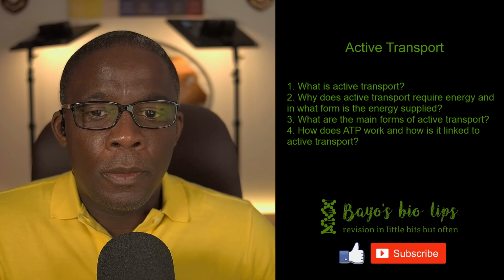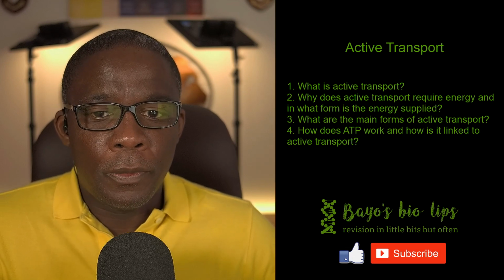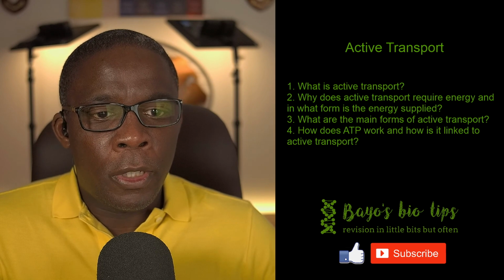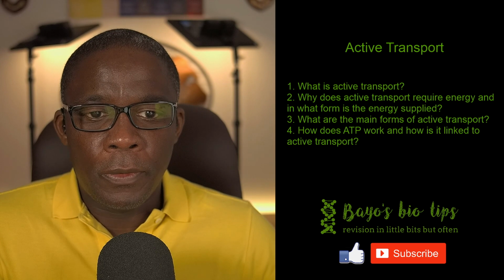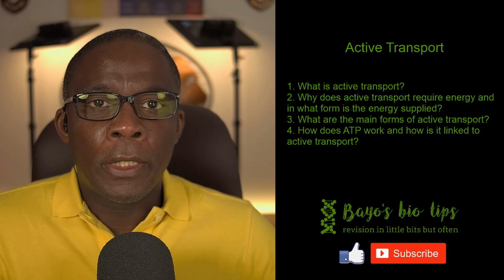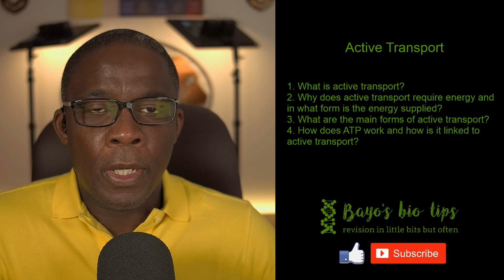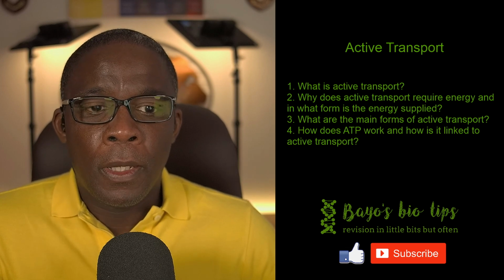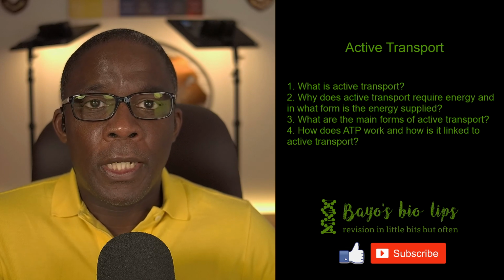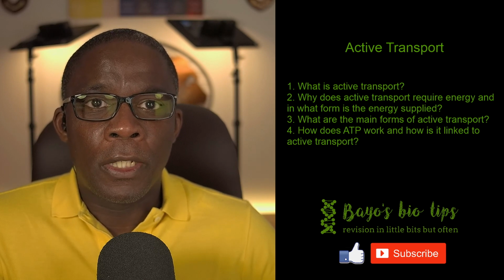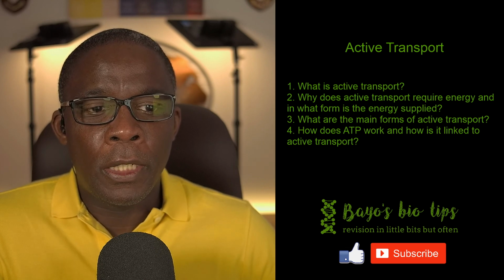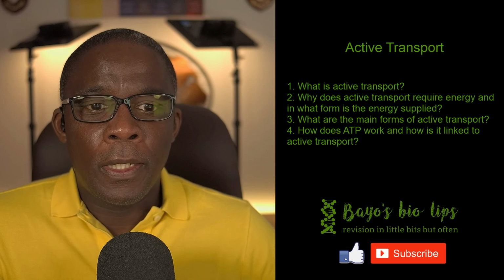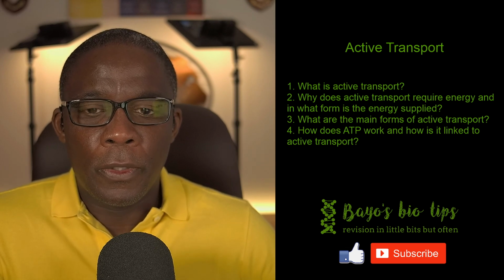In this lesson we're going to be looking at active transport. It'll be broken up into the following sections. First we'll look at what active transport is, and then we'll talk about why active transport requires energy and in what form that energy takes. We're also going to talk about the main forms of active transport, giving some detailed descriptions of how active transport works in cells. And then finally, we'll talk about how ATP works and what its link is to active transport. So let's have a look.